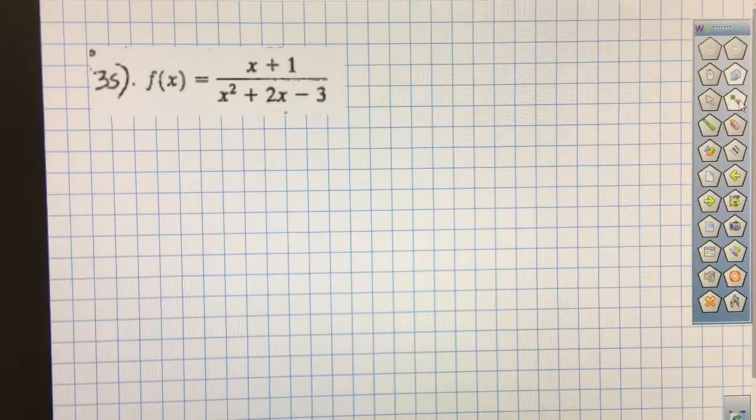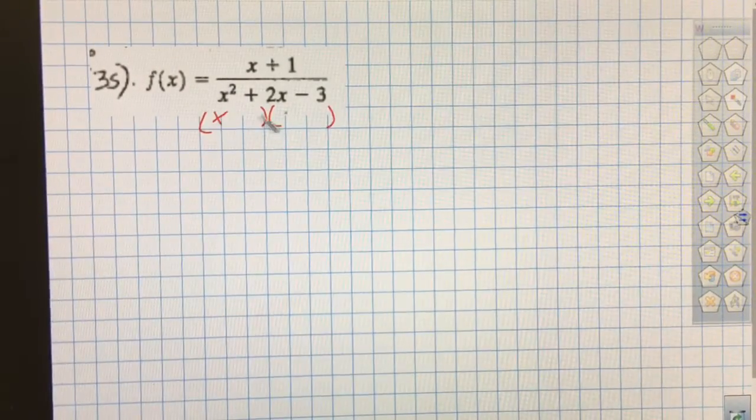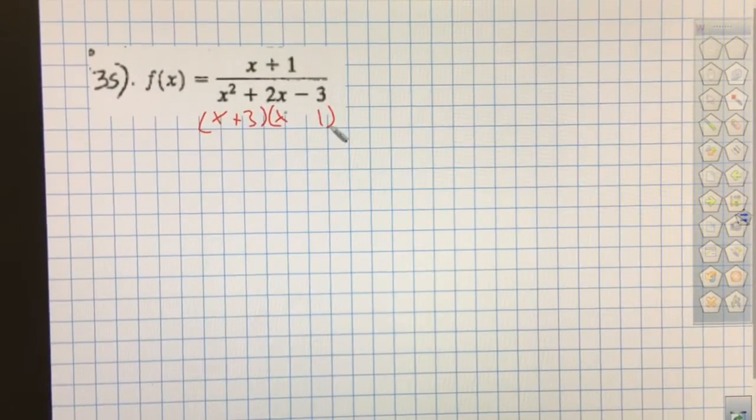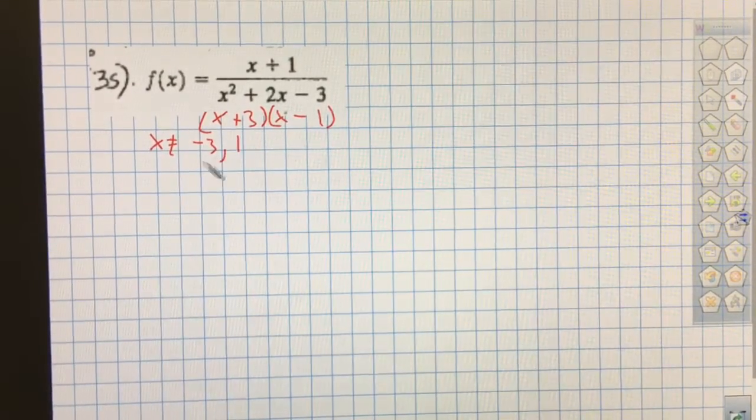Number 35, same thing. What I'd like to do first is factor that bottom. So when I factor the bottom, that's going to give me x times x, 3 times 1. The 3 is bigger, so it gets the positive. The 1 is smaller, so I get 3 minus 1 equals positive 2. That means x cannot equal negative 3 or positive 1. Those are going to be my asymptotes.